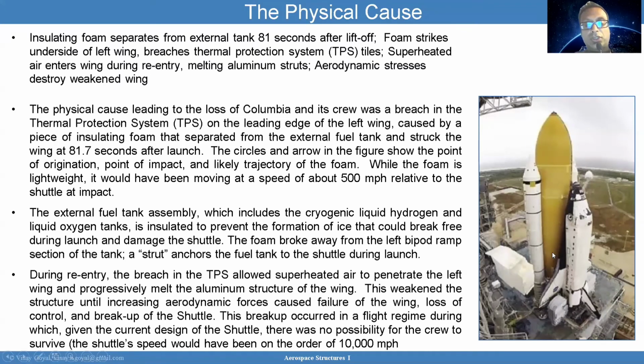During re-entry, the breach in the thermal protection system allowed superheated air to penetrate that left wing where the damage was, and it progressively melted the aluminum structure of the wing. This weakened the structure until the increasing aerodynamic forces caused the failure of the wing, and in essence, you lost control and breakup of the shuttle.